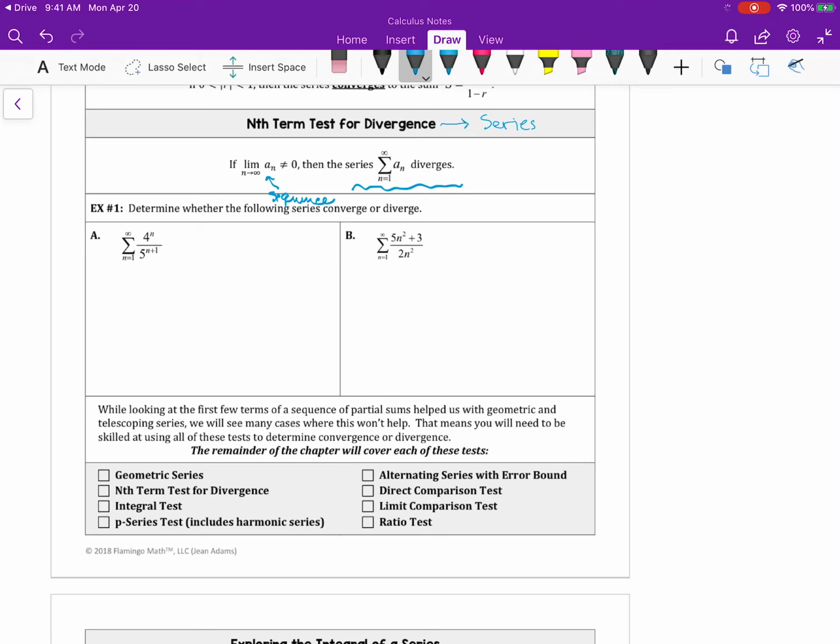Determine whether the following series converges or diverges. We've got the summation from n equals 1 to infinity of 4 to the n over 5 to the n minus 1. I'm looking at this and I'm seeing a geometric series, but I would like to adjust it so that I can tell whether my r is between 0 and 1 or greater than 1, so I can find out whether it converges or diverges.